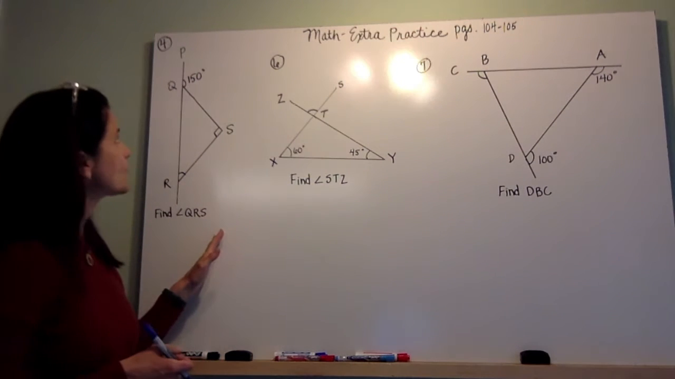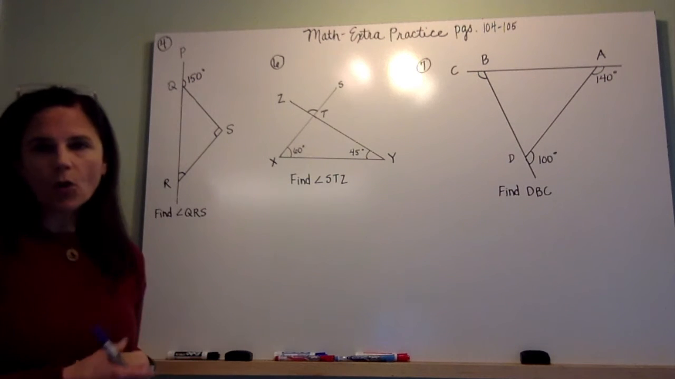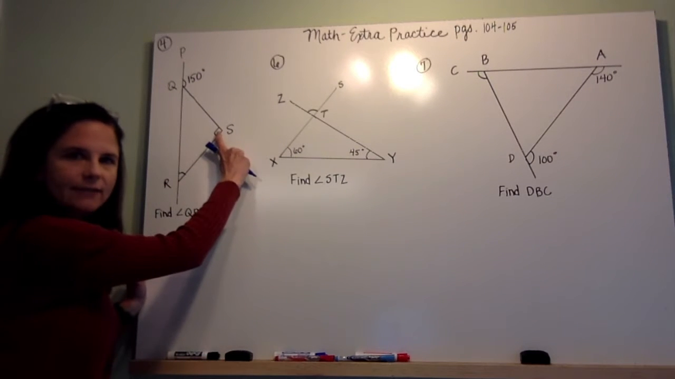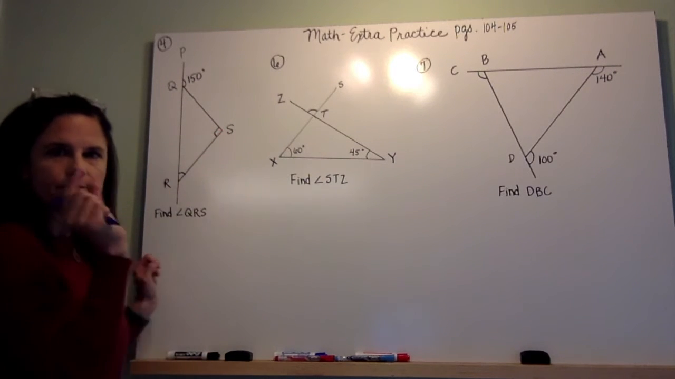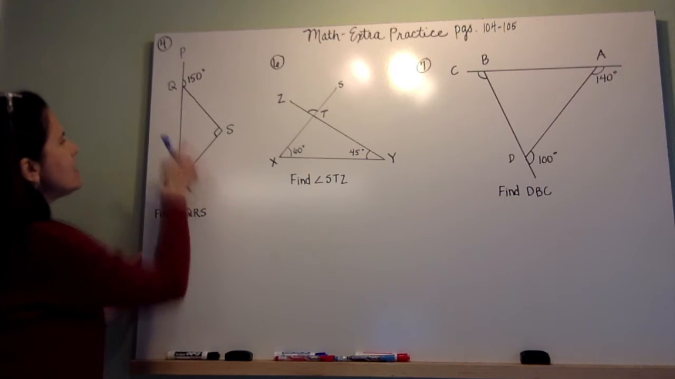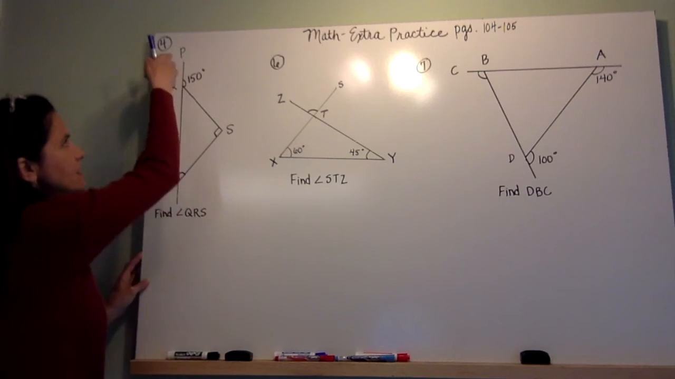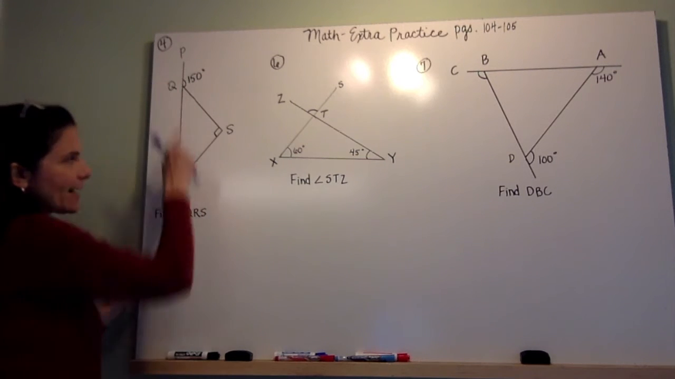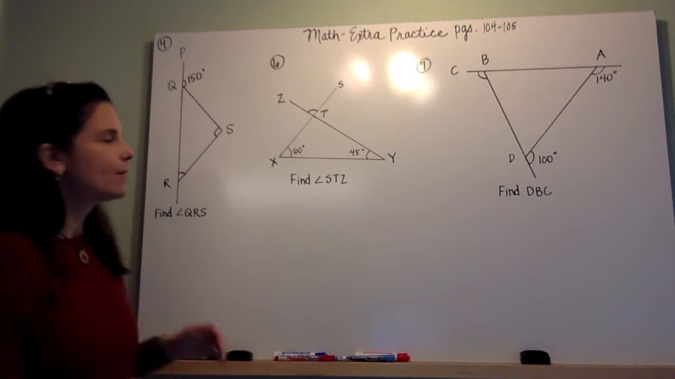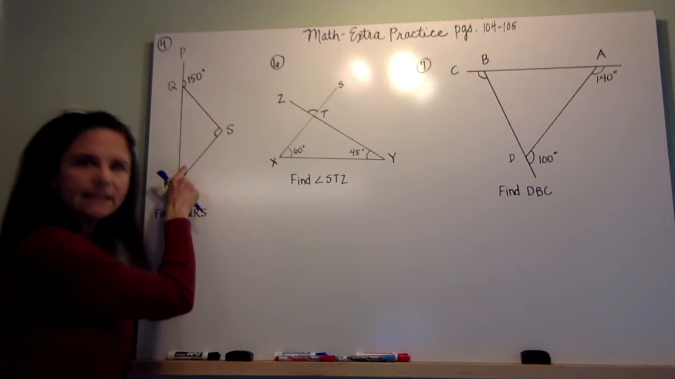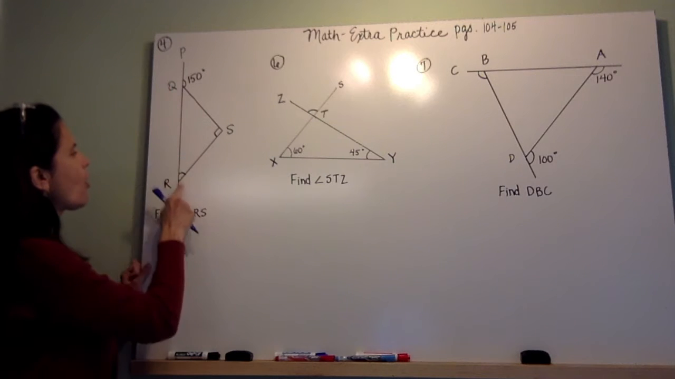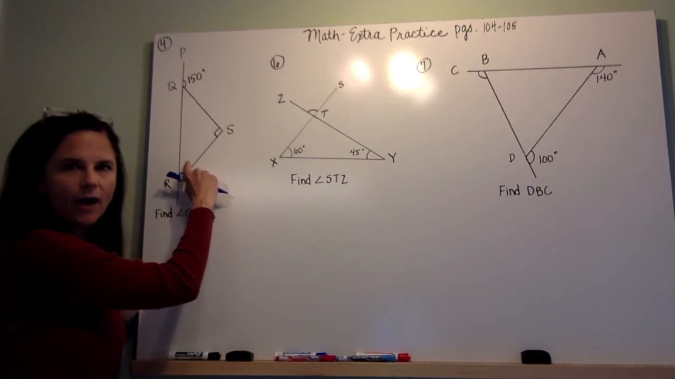So let's look at the first one. First problem, number 4, what do we have here? Well, we have a triangle, and notice it's a right triangle because we have that little box in the corner. And then this side of the triangle has been extended both ways to create two exterior angles. And we're asked for one of the interior angles of the triangle, angle QRS. That's what we need to find.